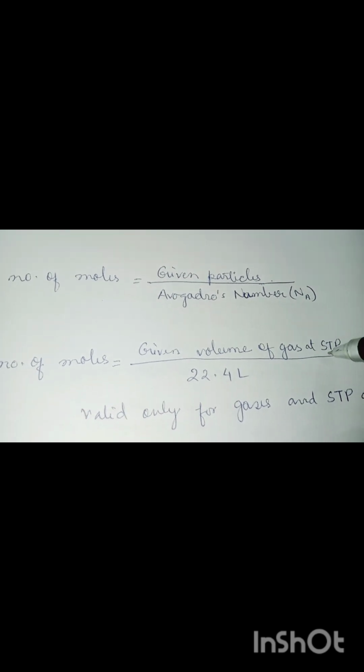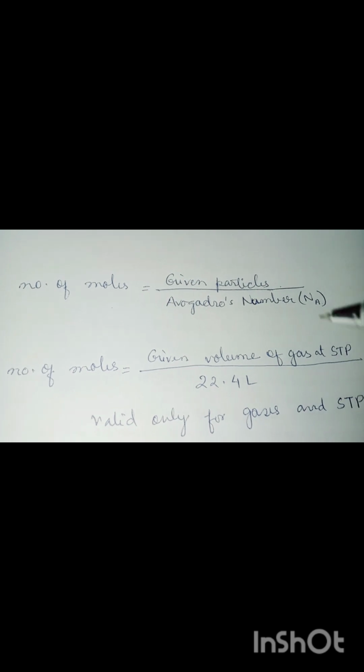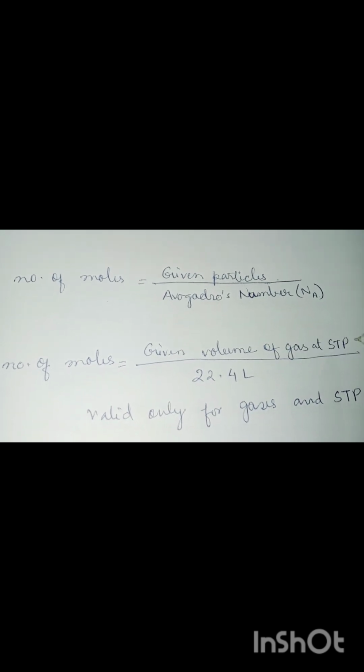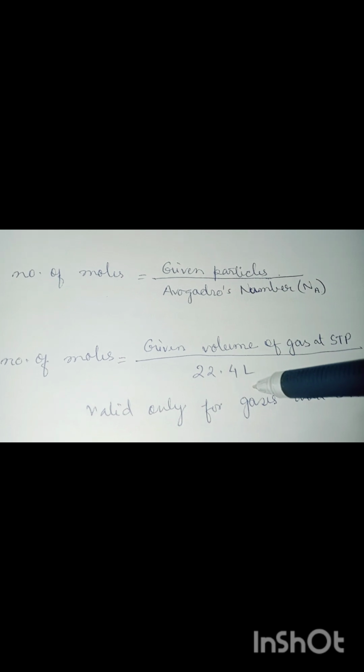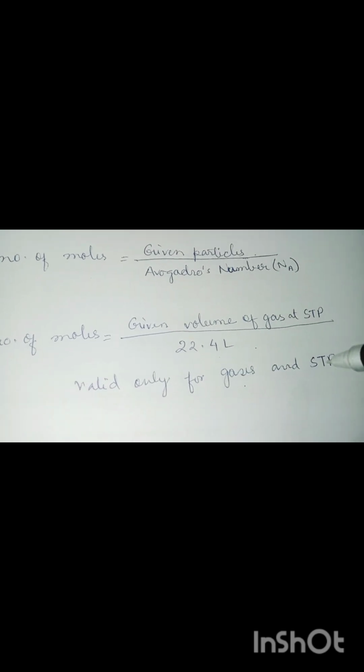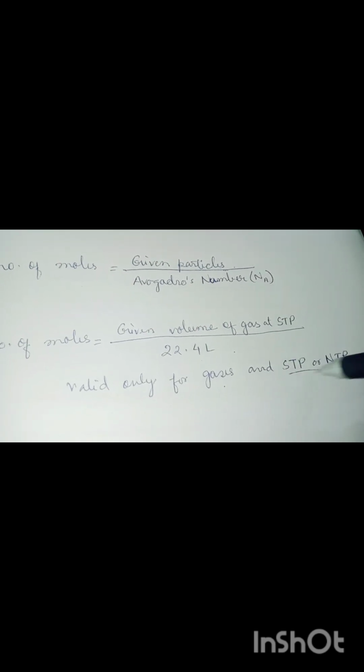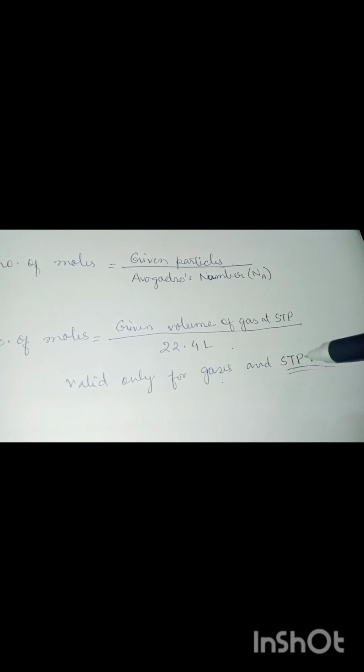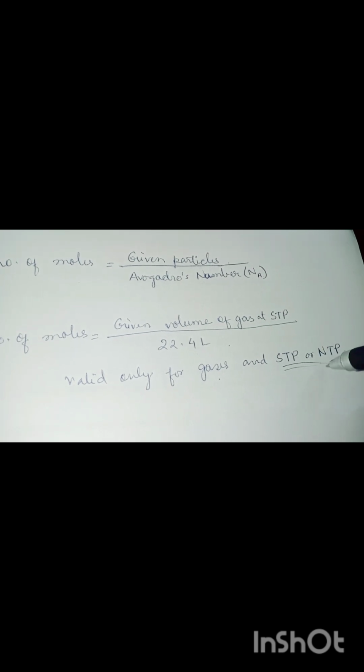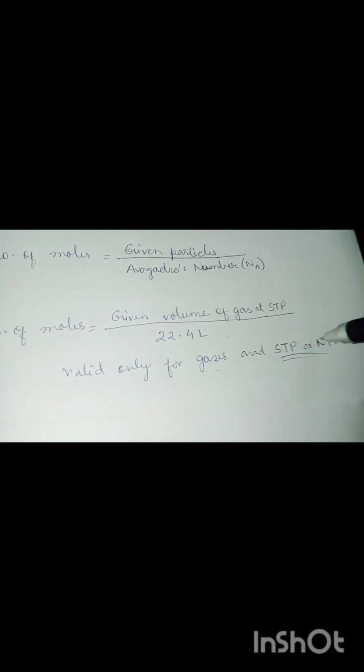Similarly, for a gaseous substance, if the volume of a gas at standard temperature and pressure is given and we are asked to find out the number of moles, then we have to divide the given volume of the gas by 22.4 liter. So this will give us the number of moles. This formula is valid only for gaseous substances, and the necessary condition is that the temperature and pressure must be standard, or normal temperature and pressure should exist.